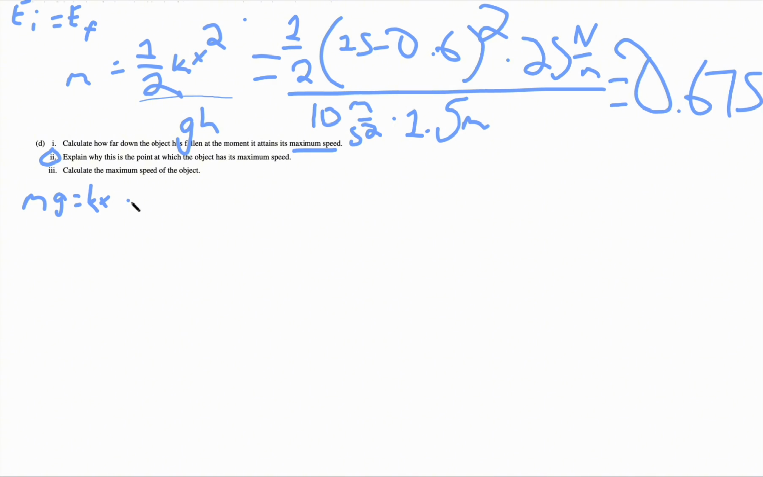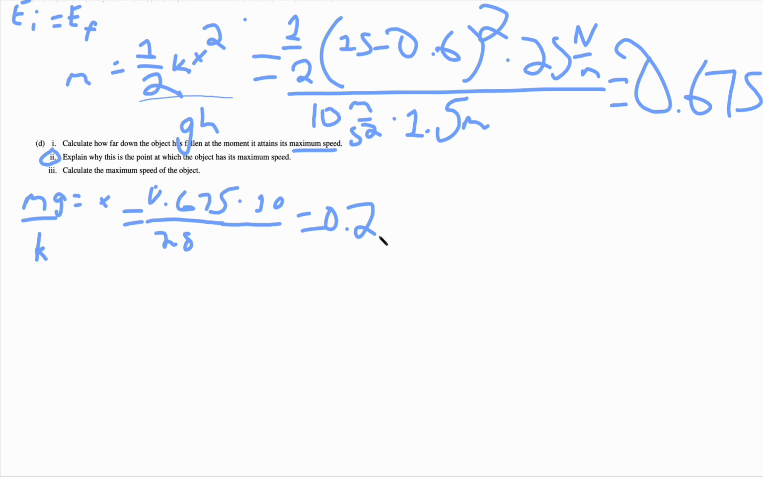We'll need this equation, and since we're looking at how far down the object has fallen, we're going to want to look at displacement. If we move some stuff around, x equals mg over k, which should give us 0.675 over 25 times 10. If I recall correctly, this should equal 0.27.